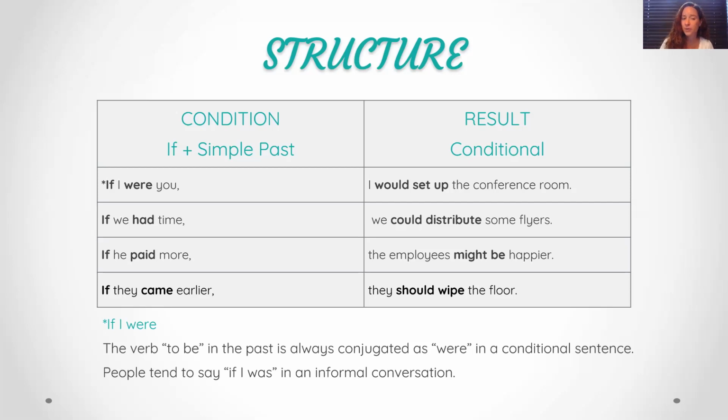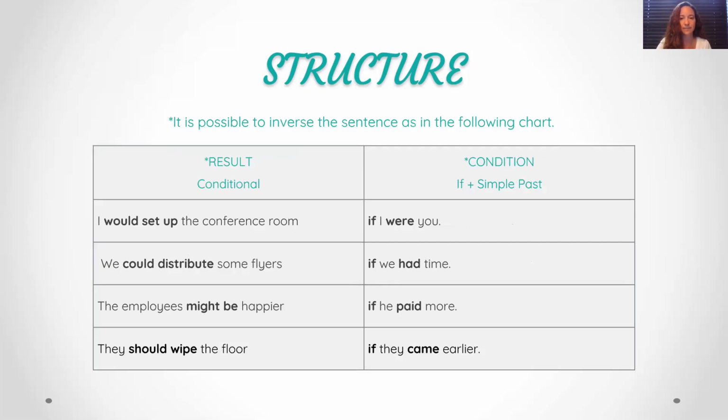And then we say, "If we had time, we would distribute some flyers," or "we could distribute some flyers." So if we had time, that means that right now we have no time. But we could distribute; this is something that we could do. It would be possible. Now, "If he paid more, the employees might be happier." Again, we imagine a different situation. "If they came earlier, they should wipe the floor." So if they came earlier, great.